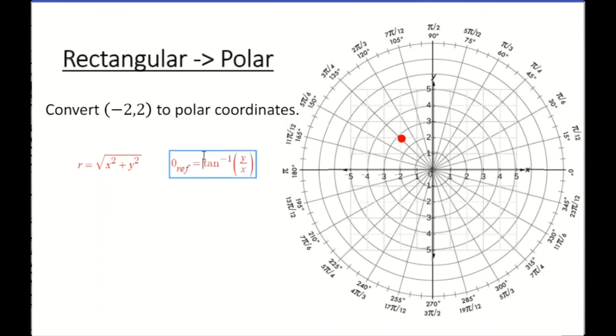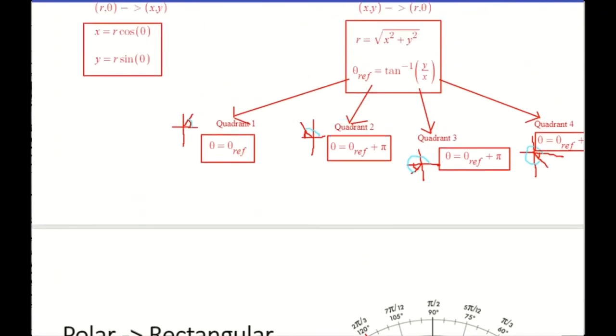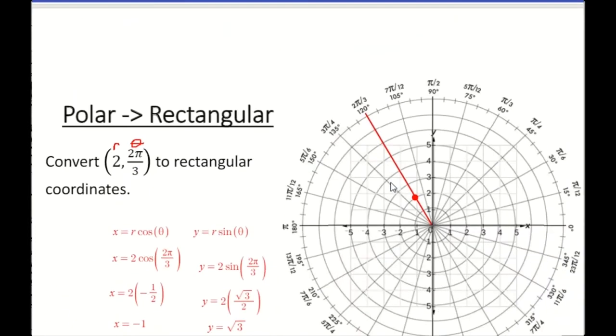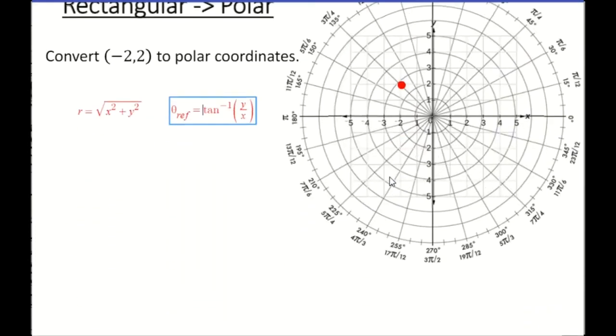So here is the equation to find the reference angle, and that's just going to give us the reference angle. We have to note which quadrant we're in, and we are in quadrant 2. So since we're in quadrant 2, we want to add pi to the reference angle. So we'll compute it, and then we'll add pi.